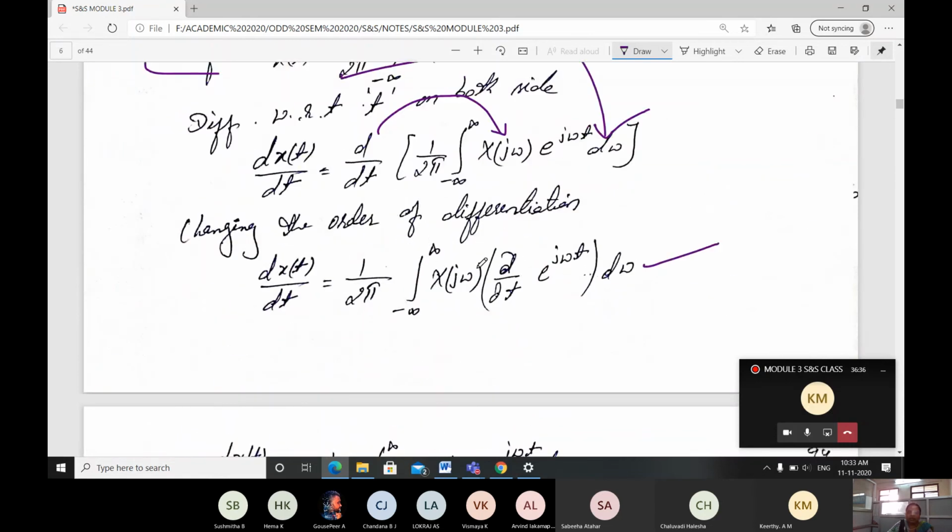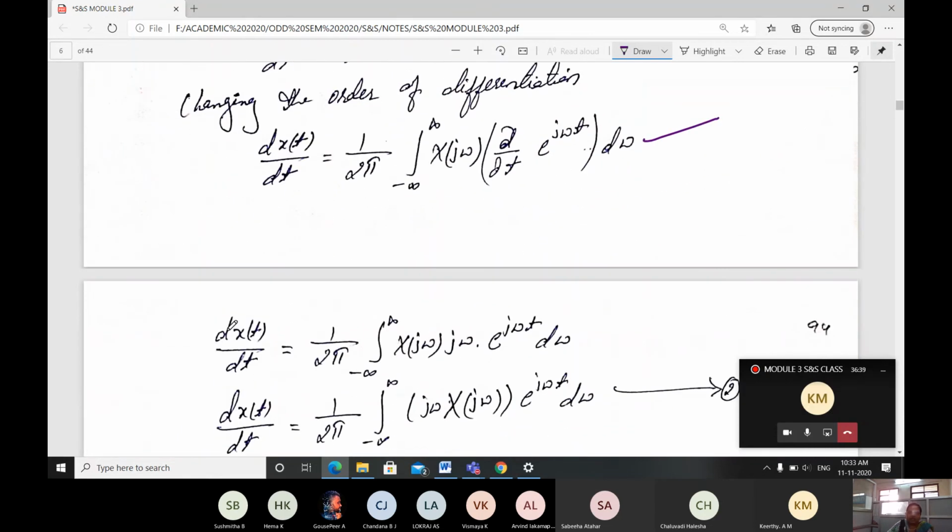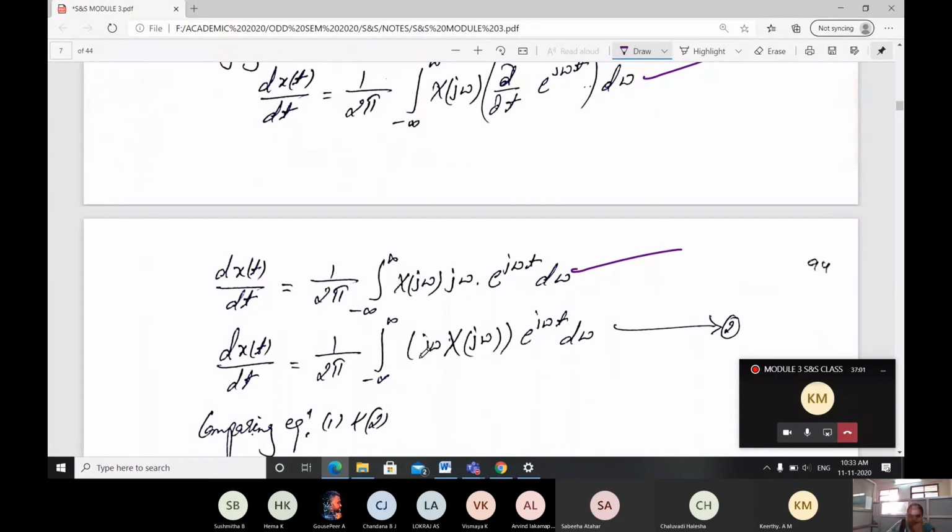Then if I differentiate here, I hope you know the differentiation. Everything will remain the same. For e raised to theta t, with theta being anything, the differentiation is going to be theta into e raised to theta t. Same thing: j omega X of j omega into j omega e raised to j omega t into d omega. Then here I just interchanged: first I wrote j omega, then X of j omega in a bracket, then e raised to j omega t d omega.